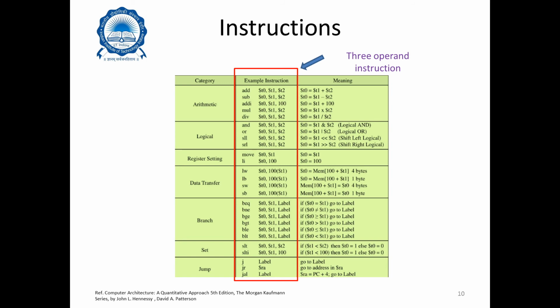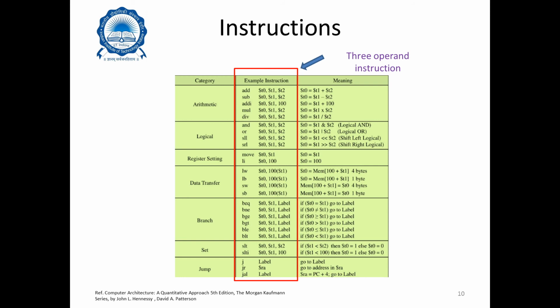So the content of $T0 is stored back to memory 100 plus $T1. In case of load word, we were loading from memory to register. In case of store word, we are storing from register back to memory. The memory location where we want to store is specified by 100 plus $T1. That is again 4 bytes, and SB similarly does store byte for 1 byte operations.